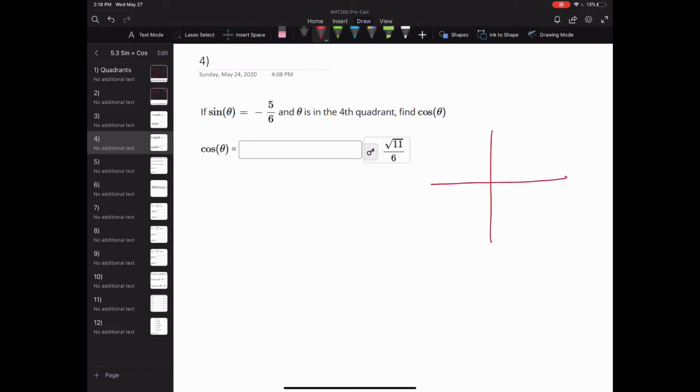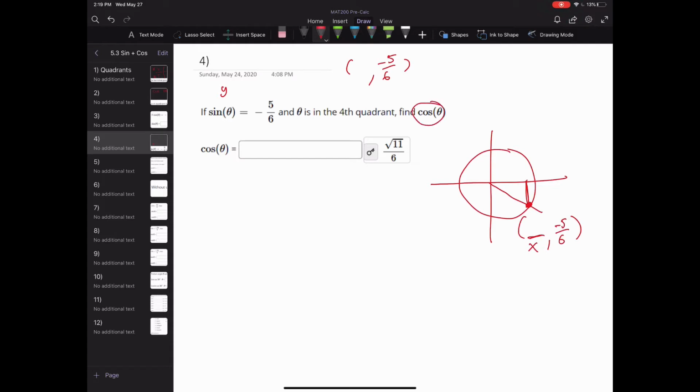If sine of theta is that, what they're really saying is that your y value in your point on the unit circle is negative 5 over 6, and it's in the 4th quadrant. So on the unit circle, this is your point, make your right triangle. You know the y value is negative 5 over 6, and they want you to find your x value.